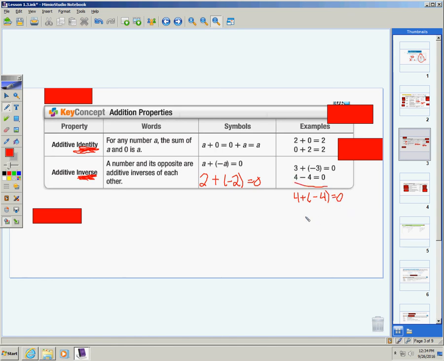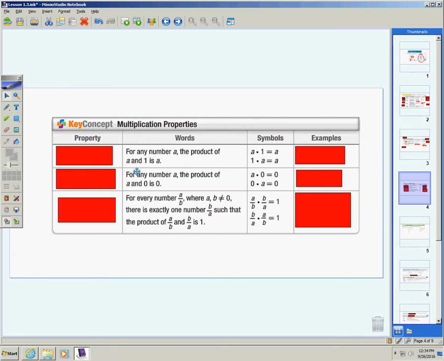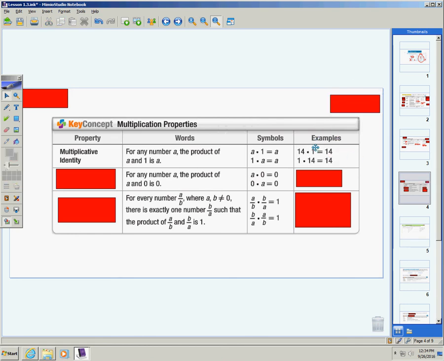And we've got even more definitions. Got 3 more, and these are for multiplication. Multiplicative identity: anything times 1 is itself. That's your multiplicative identity. So any number times 1 is just itself. Remember, the additive identity said any number plus 0 was itself, any number times 1 is itself. We have the multiplicative property of 0. You guys already know this. Anything times 0 is 0.